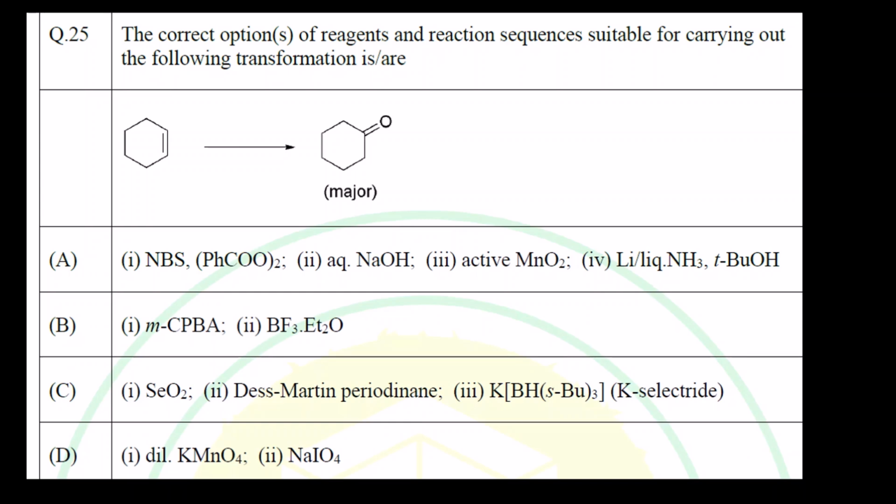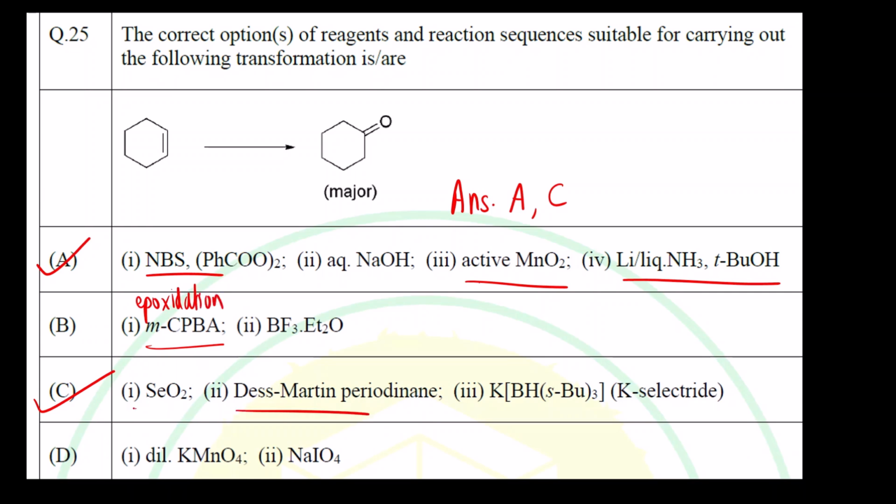Okay, so what are the final answers? A is the correct answer and C. So the correct answers are A and C. I hope you have understood all the reagents. NBS is used for bromination, this is oxidation, then reduction. MCPBA, again, is used for epoxidation, epoxide formation. DMP is oxidation. SeO2 is also oxidation. This is a reducing agent, then this was also oxidation.